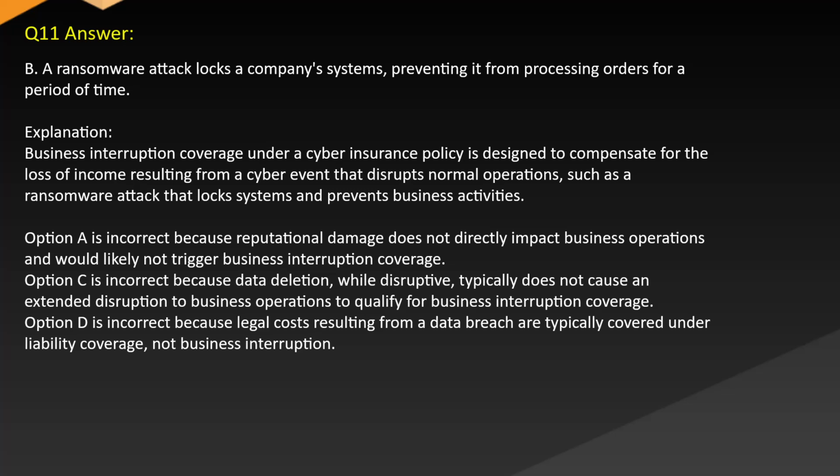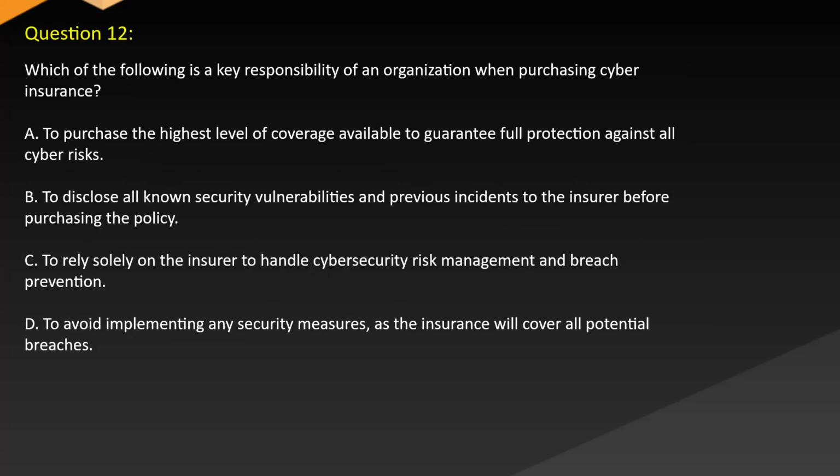Option D is incorrect because legal costs resulting from a data breach are typically covered under liability coverage, not business interruption. Question 12. Which of the following is a key responsibility of an organization when purchasing cyber insurance? A. To purchase the highest level of coverage available to guarantee full protection against all cyber risks. B. To disclose all known security vulnerabilities and previous incidents to the insurer before purchasing the policy.